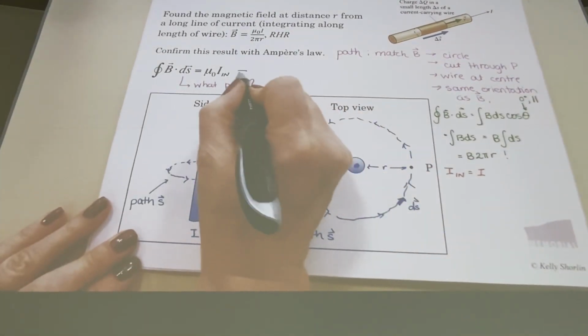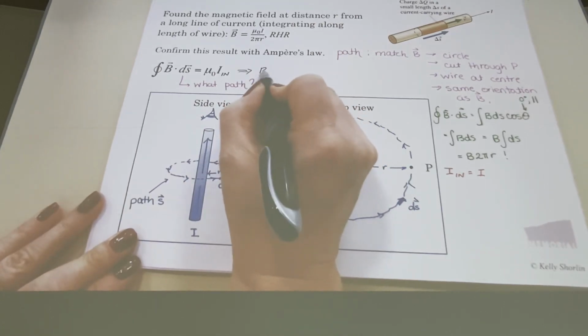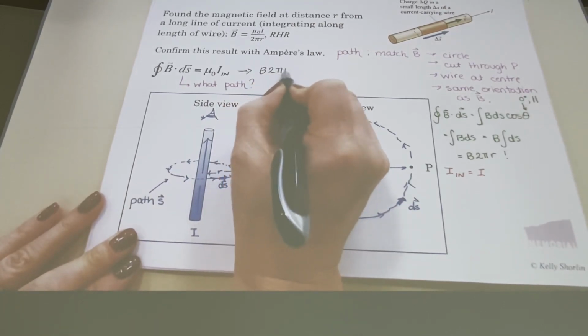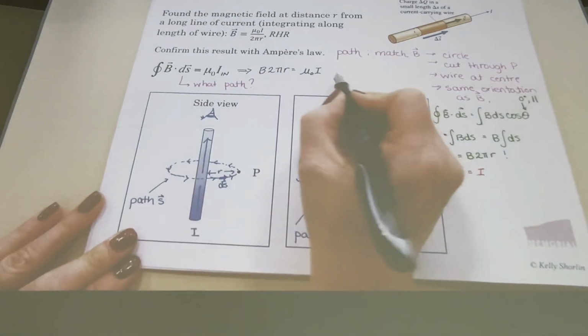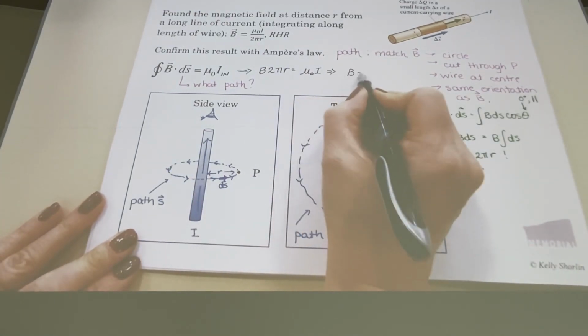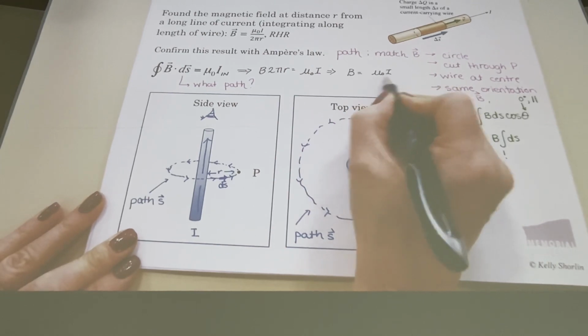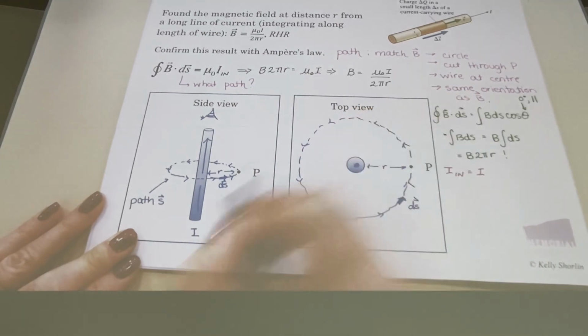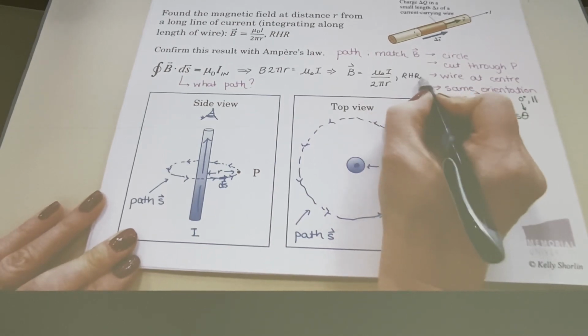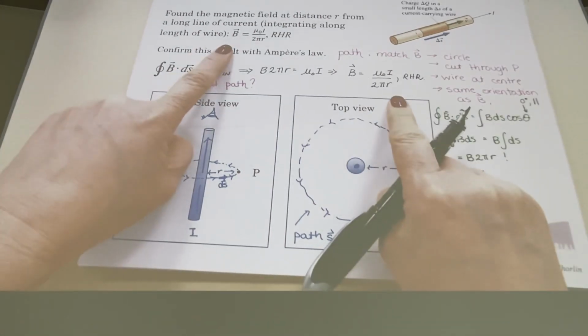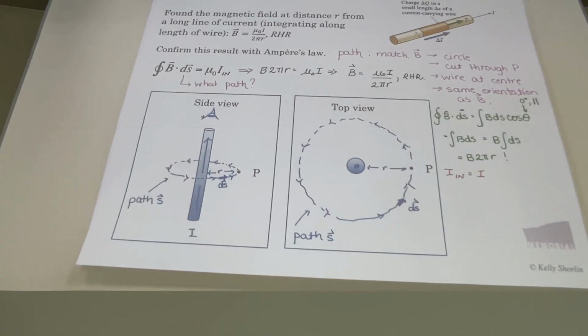So the integral of B dot ds will be B times 2 pi r equals mu naught times I inside, which is just our current I. Solve for B, we get B is mu naught I over 2 pi r. We know it's a vector, and we know we get the direction using the right-hand rule. Okay, same result, but we're only a couple of lines here. So Ampere's law can be a really quick and simple way to find magnetic fields.